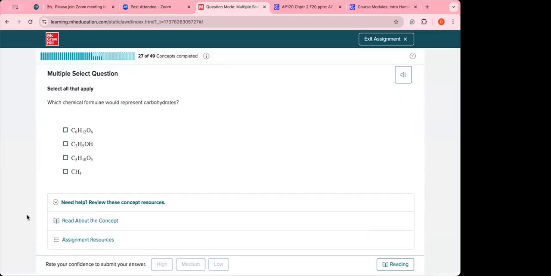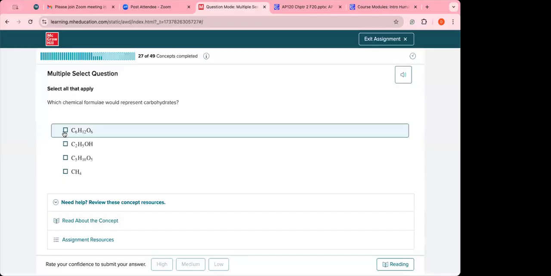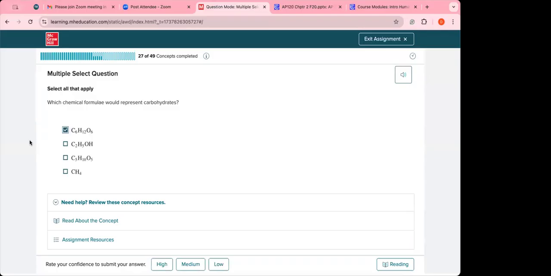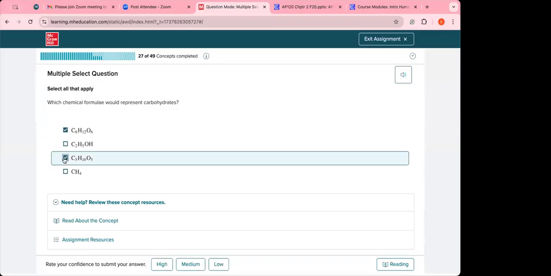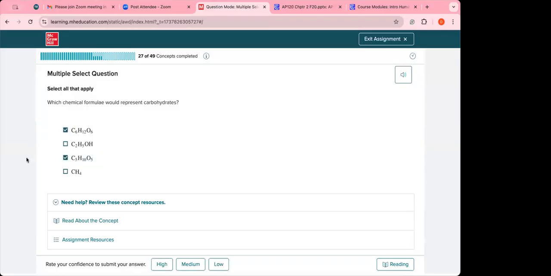I would think the first one for sure, C6H12O6, and probably the third one, C5H10O5. I don't know what that's the formula for, but it has twice as many hydrogens as carbon. So let's try that and see.